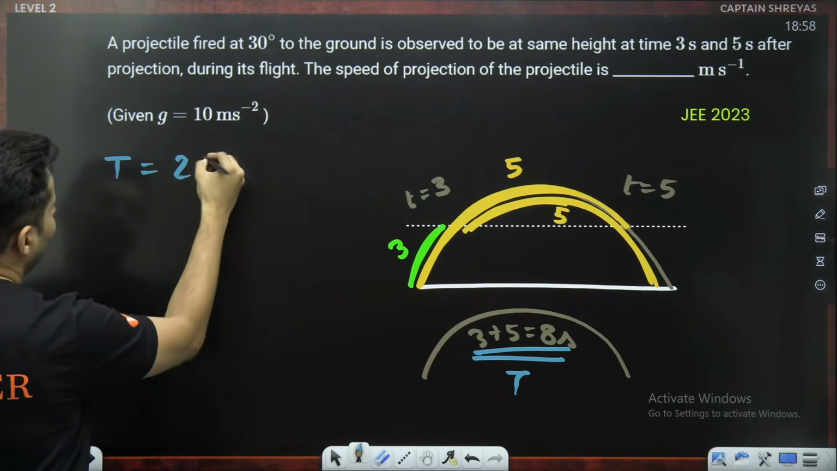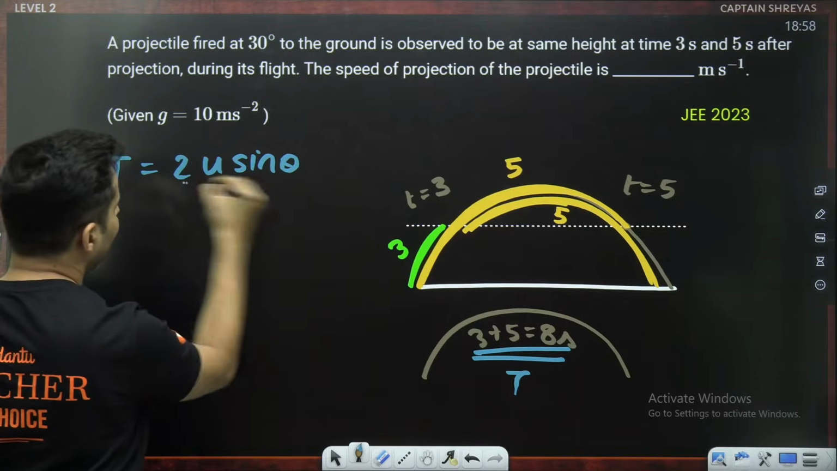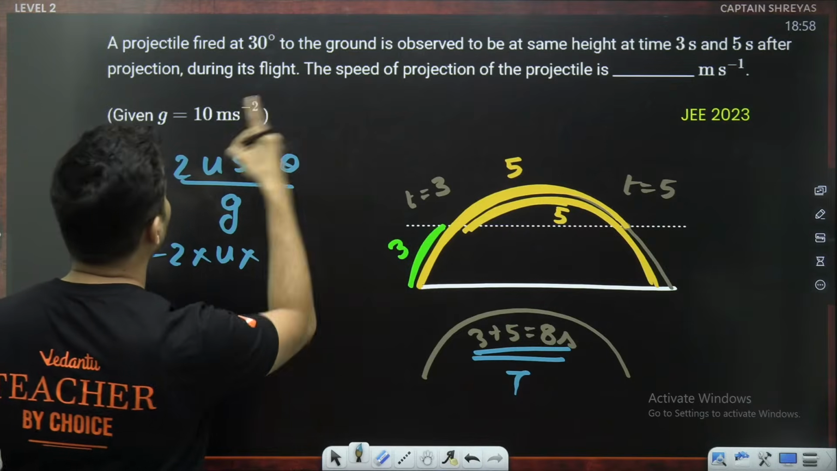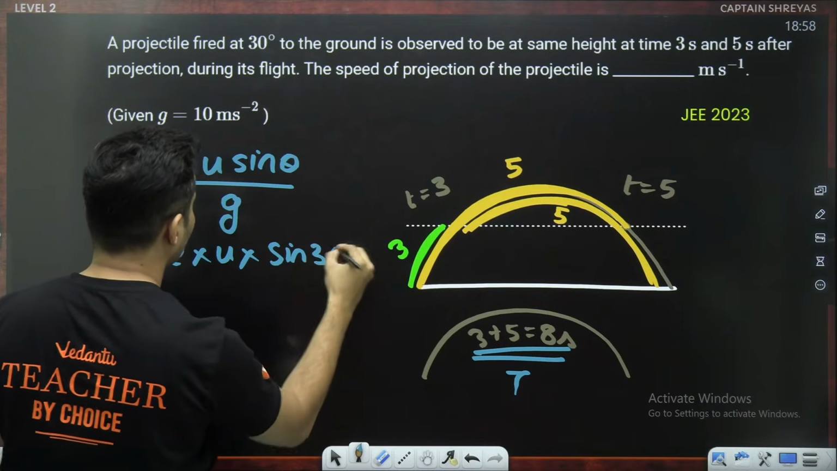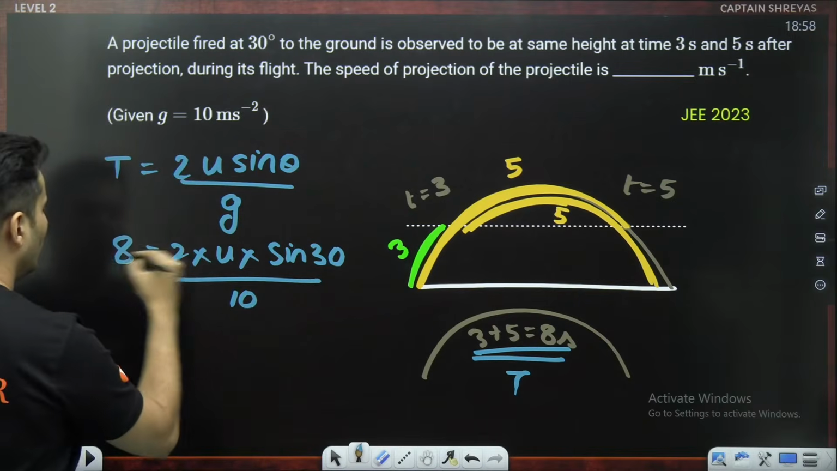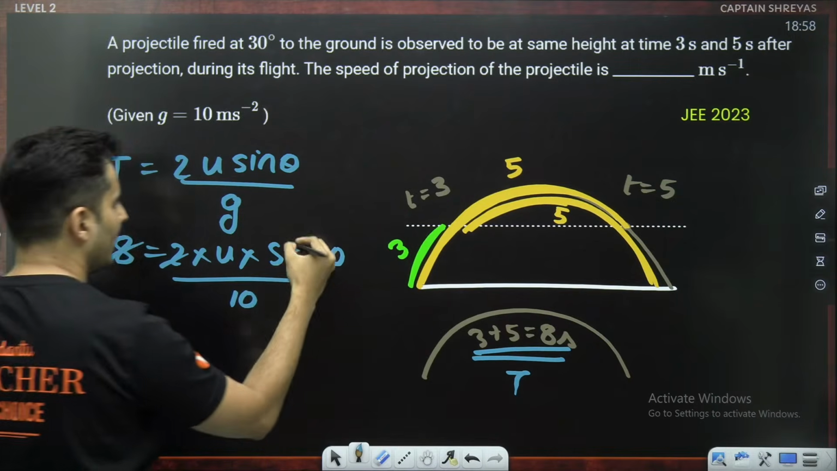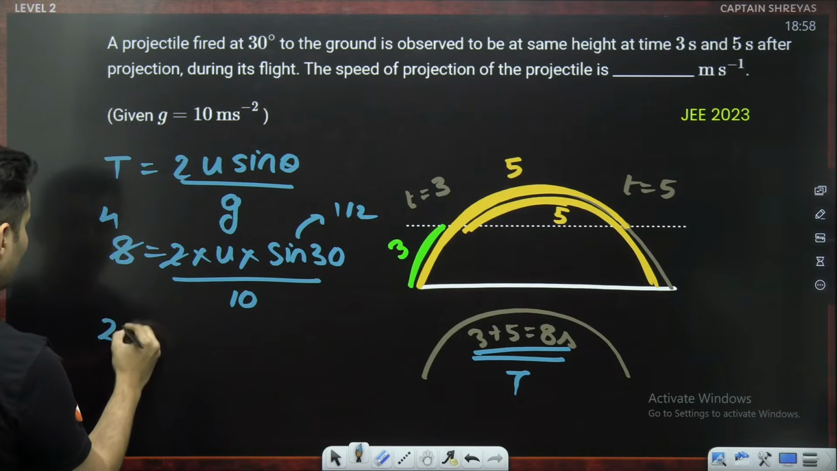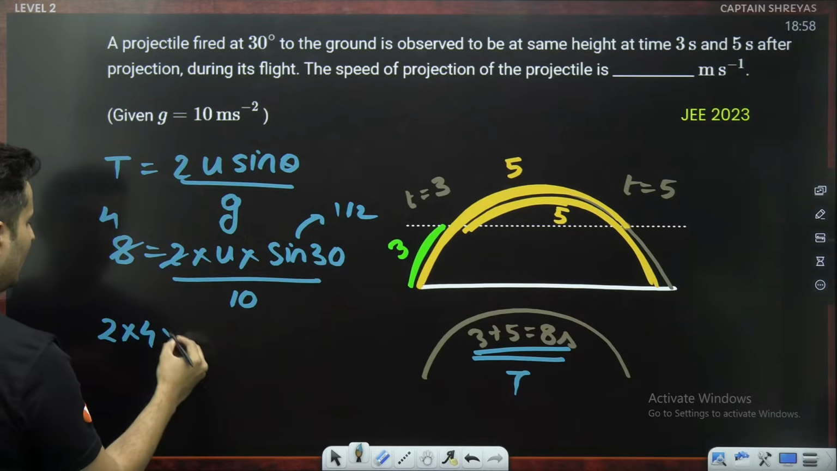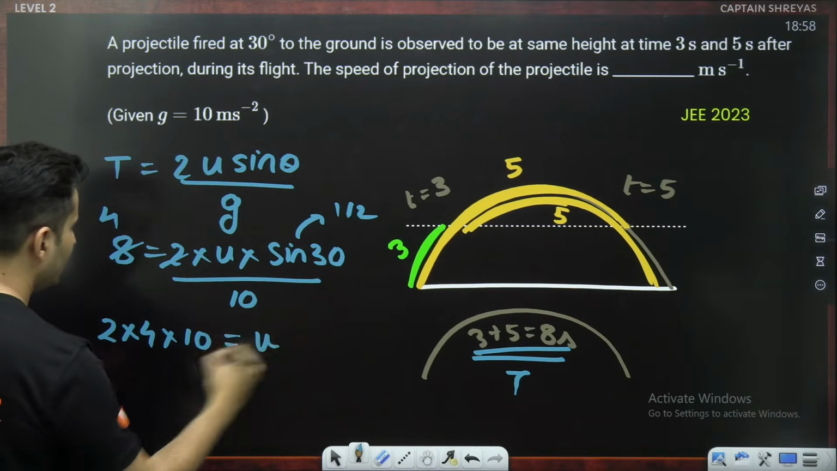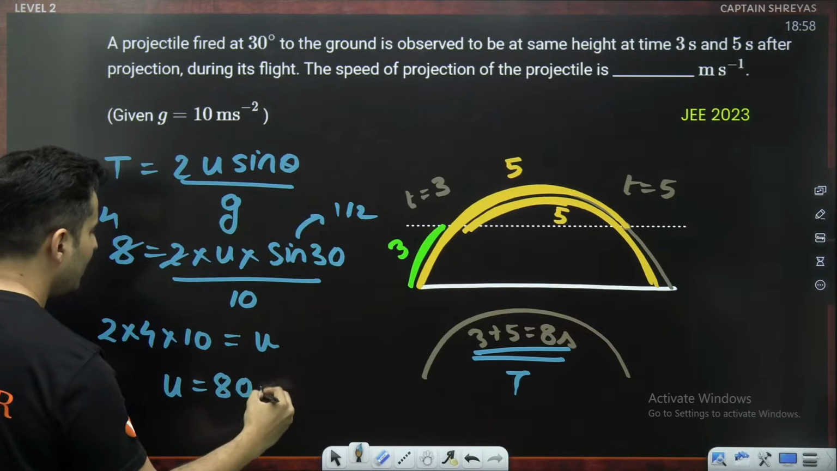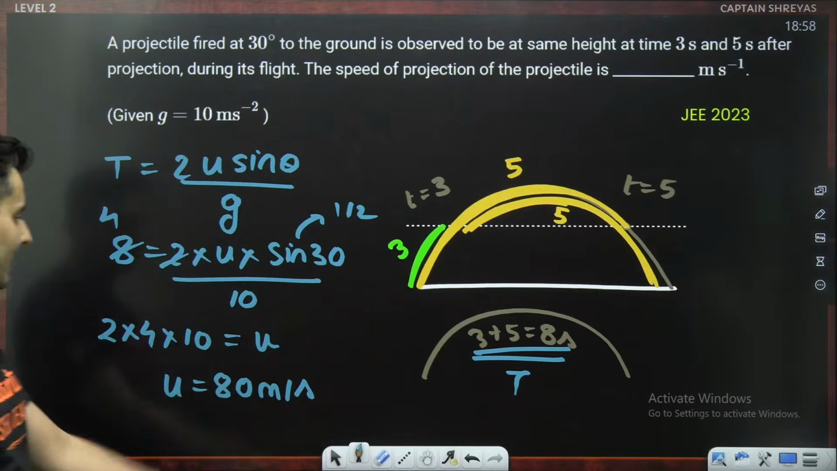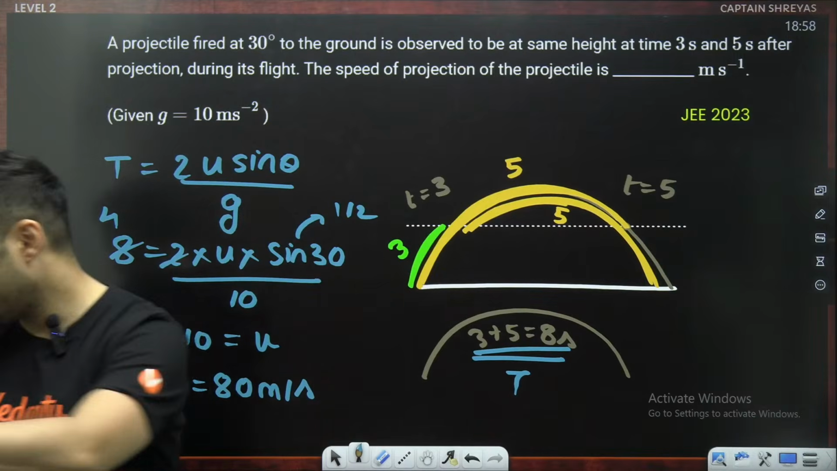And total time of flight has a formula 2u sine theta by g. So 8 is 2 into u, I don't know. Theta is given to be 30, sine 30 by your 10. 2 goes with 8 4 times. Sine 30 is basically half. So that 2 goes over here. So 2 into 4 and into basically this 10 is u. So basically it is 80 meters per second. 80 meters per second. Perfect. That is the answer. Got it?